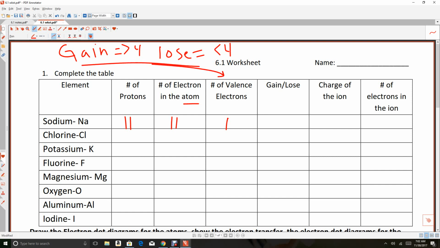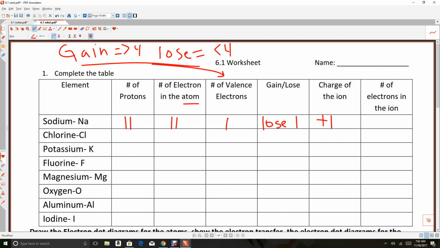Okay, so if it has 1, is that greater than 4 or less than 4? It's less than 4, so it's going to lose, but I'm also going to include how many it's going to lose. It only has 1 valence electron, so it can only lose 1. Now, every time you see the word lose, you know that losing electrons forms positive ions. So we should put a positive symbol in there, but I also have to include the value, so it lost 1, so that means a positive 1 charge.